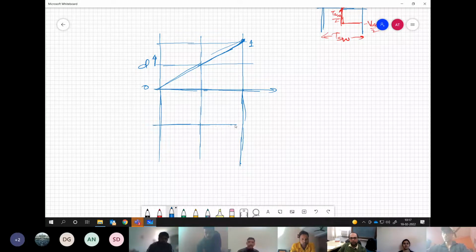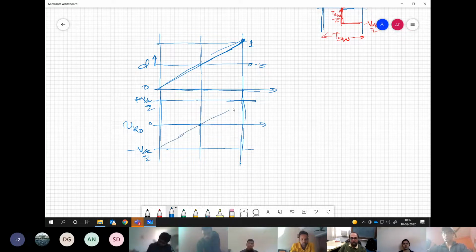What will be the response of VRO? So linearly increasing, starting from minus VDC by 2 to plus VDC. Yes, exactly. So it will also change from minus VDC by 2 to plus VDC by 2 in that same linear fashion, and exactly at D equal to 0.5, it will be 0 over here. So this will be the nature of VRO.